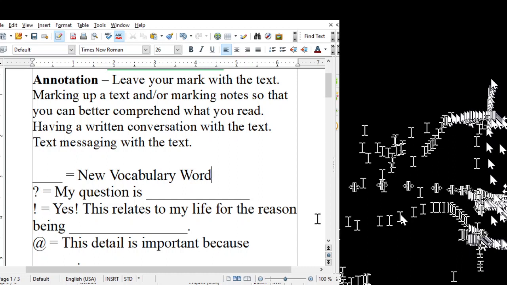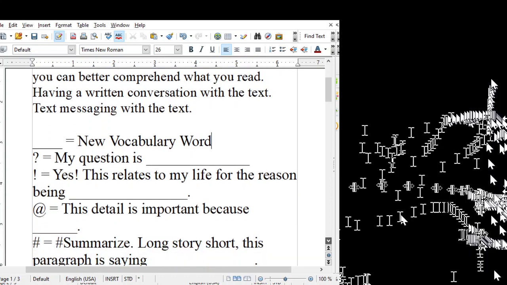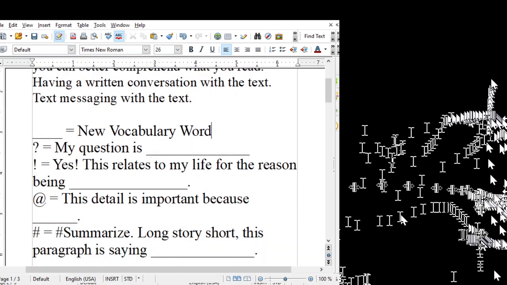Okay, so I think there's one more symbol. Yep. The last symbol is the hashtag, and this is hashtag summarize. You're going to summarize a paragraph, and you would write this in the margin. You could underline the entire paragraph, and then next to that paragraph, you would put the hashtag.